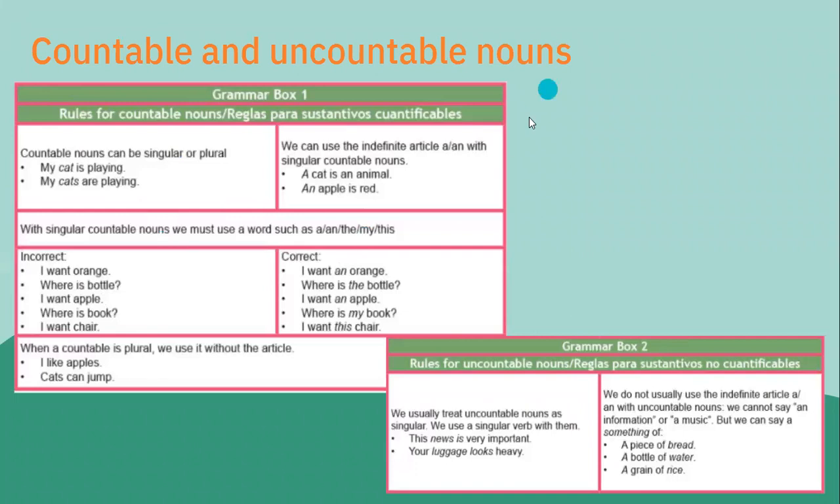So now we're going to learn about countable and uncountable nouns, sustantivos cuantificables, okay? We have that countable nouns can be singular or plural. My cat is playing, my cats are playing. And we can use the indefinite article a or an with singular countable nouns. An is used when the word starts with a vowel, okay? A cat is an animal, an apple is red.